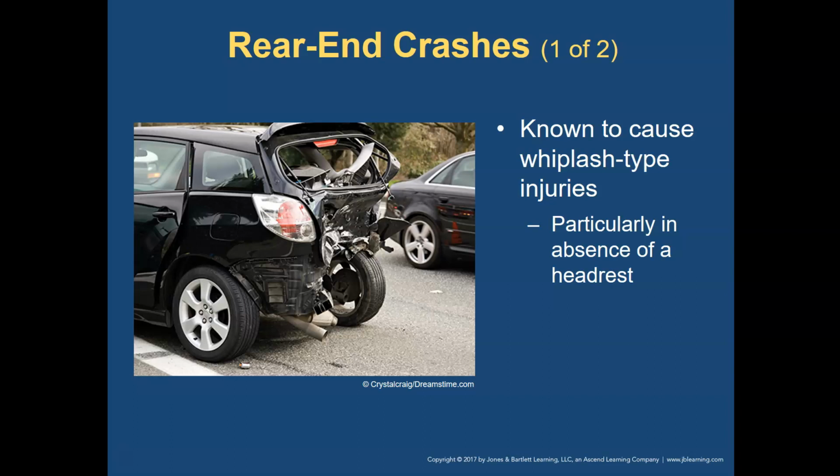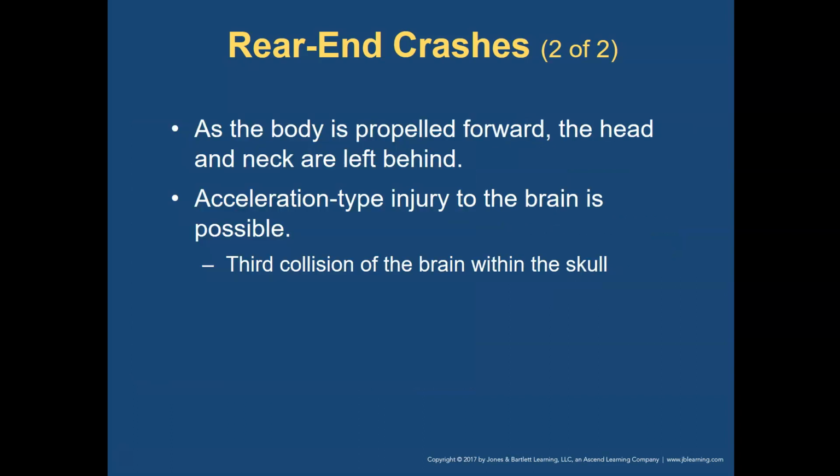Now, rear end crashes. This guy was hit from behind. What we'd expect is probably going to be some whiplash type injuries. If they don't have a headrest, or it's not an appropriately placed or fitted headrest, then we could really expect that they're going to have some whiplash type injuries. As the body's propelled forward, the head and neck are left behind. So you can certainly get some cervical spine damage or injuries. Acceleration type injury to the brain is possible, and there's that third collision of the brain with the skull.